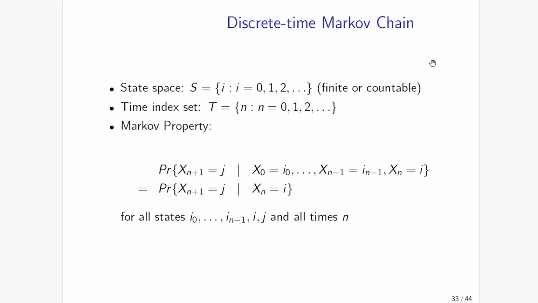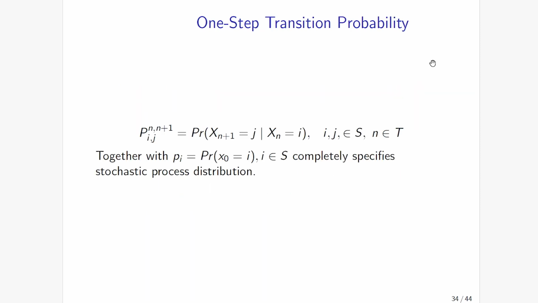So this is a nice property for processes that makes their analysis a bit less complex. And what's important in this definition of the Markov process is that there's a one-step transition probability from state i to state j from time n to n plus 1. And these transition probabilities, together with the probabilities of the initial states, completely specify the stochastic process.